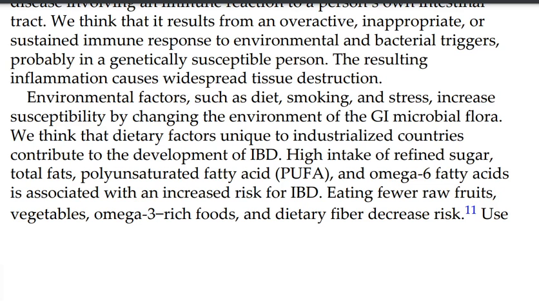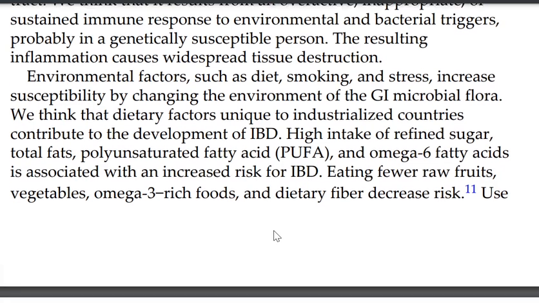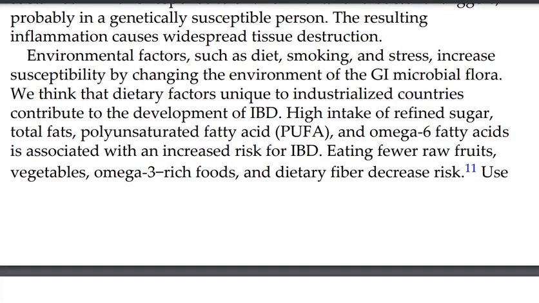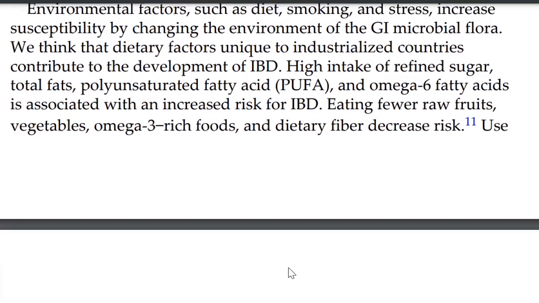We think that dietary factors unique to industrialized countries contribute to the development of inflammatory bowel disease, like our high intake of sugar, fats, polyunsaturated fats, and omega-6 fatty acids. Eating fewer raw fruits, vegetables, omega-3 rich foods, and dietary fiber is associated with increased risk. It's funny how it says omega-6 and then omega-3 here. So you want to eat more raw fruits and vegetables, omega-3 foods, and dietary fiber to decrease the risk.